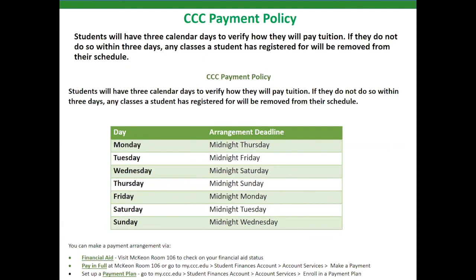City Colleges of Chicago does have a 3-day payment policy. If you're using financial aid, please do not register until you have confirmed that your financial aid is ready. Otherwise, you will be dropped for non-payment after 3 days. If you pay out of pocket for your tuition, you must make payment arrangements within 3 days of registering. Otherwise, you will get dropped for non-payment. So an example here is if a student registers on Monday, you must make payment arrangements by midnight Thursday to avoid being dropped for non-payment.